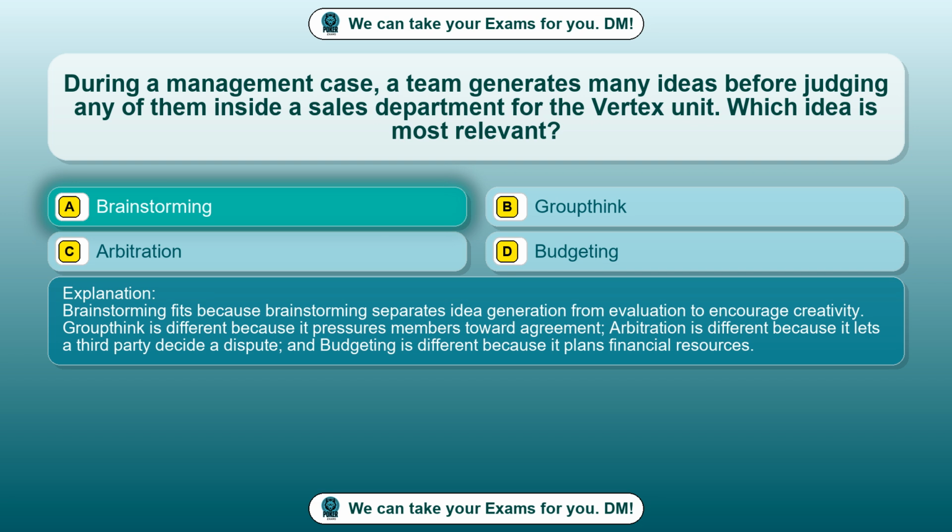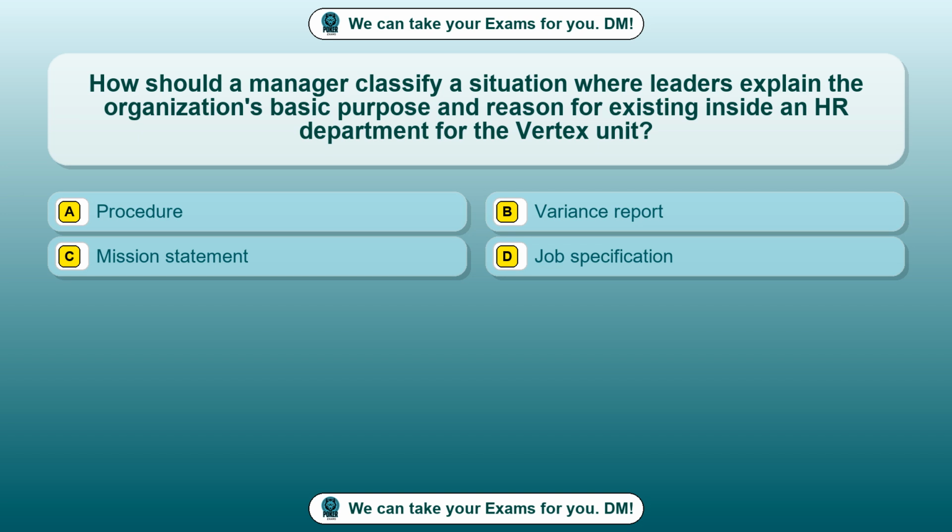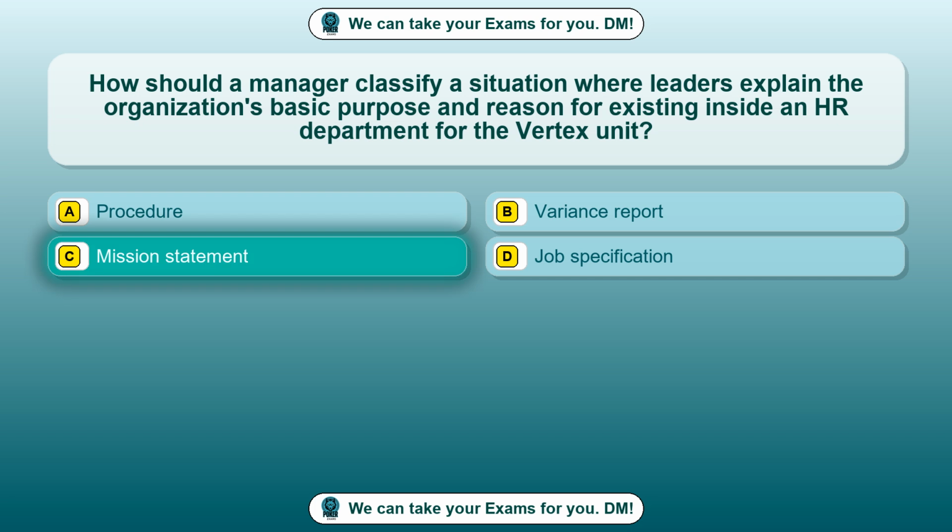resources. Question 45. How should a manager classify a situation where leaders explain the organization's basic purpose and reason for existing inside an HR department for the Vertex unit? Option A, procedure. Option B, variance report. Option C, mission statement. Option D, job specification. The correct answer is option C, mission statement.